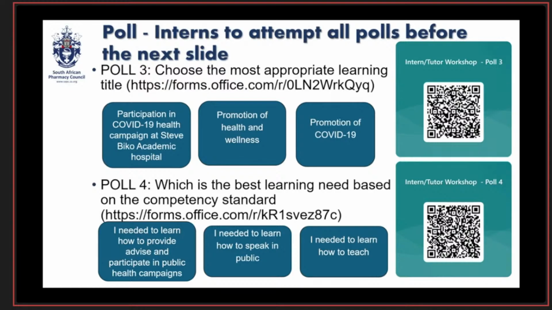Okay, so the third poll, you should choose the most appropriate learning title that was given. Is it participation in COVID-19 health campaign at Steve Biko Academic Hospital, or promotion of health and wellness, or promotion of COVID-19? If counsel can please post the poll again, then you can attempt the third poll and the fourth poll. Let's focus on the third one first. Which of these 3 is the most appropriate learning title?